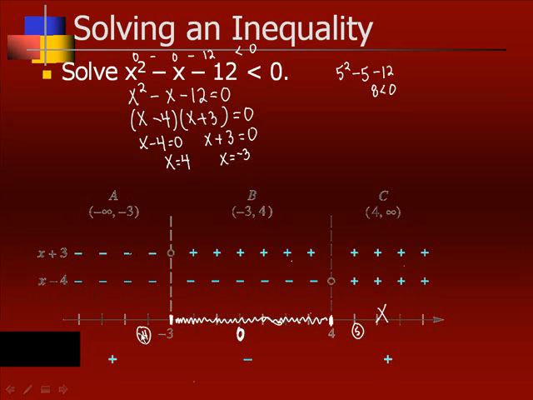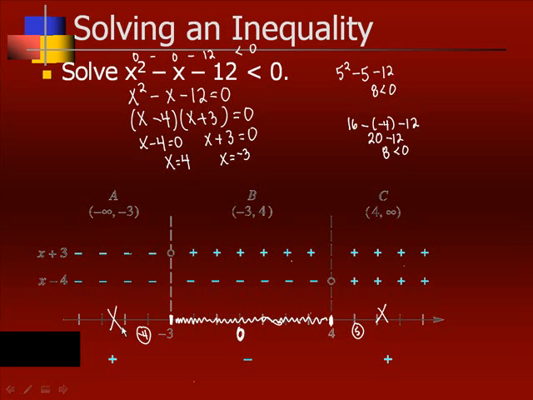Pick a number back here, negative 4. Negative 4 squared is 16 minus negative 4 minus 12. Well, that's 16 minus a negative 4, which is 16 plus a positive 4, which is 20. 20 minus 12 is 8. 8 is not less than 0, which means that one doesn't work either.